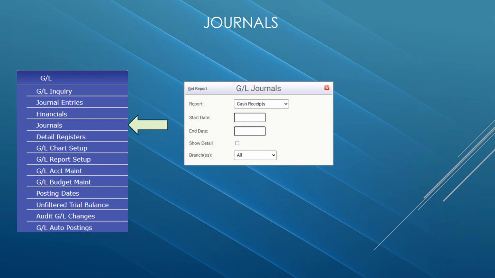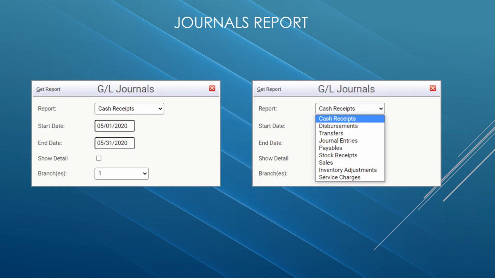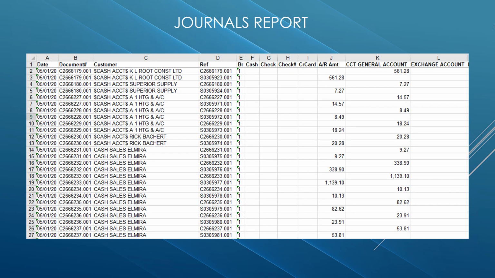Journals. Use journals to generate reports on the General Ledger journals for any time period. This will download to a spreadsheet automatically. Here is an example report on the Cash Receipts Journal.